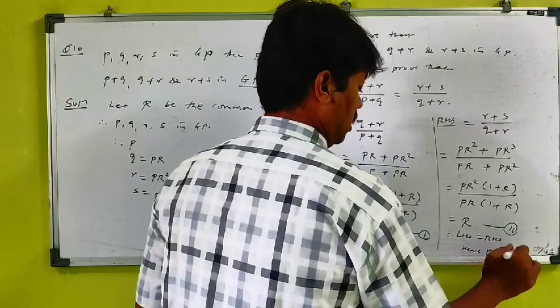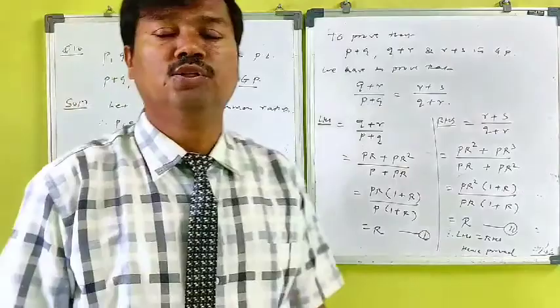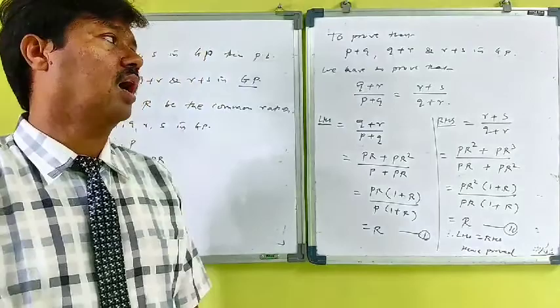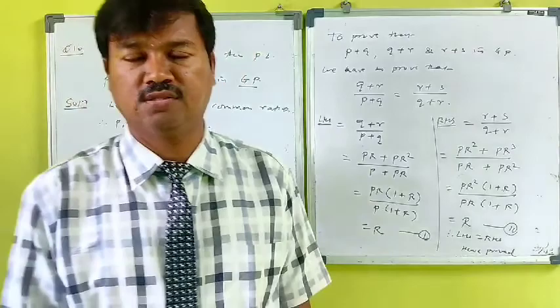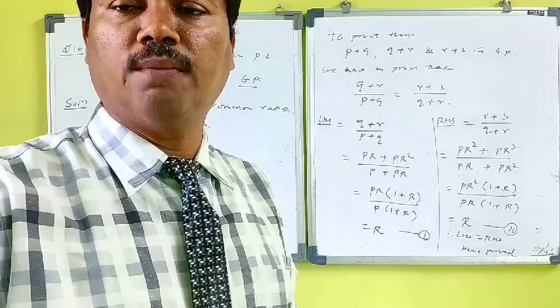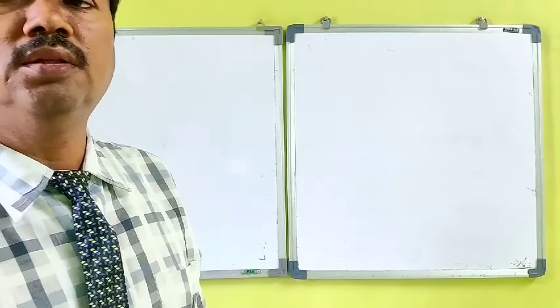Hence proved that P plus Q, Q plus R, R plus S are in geometric progression. So like this, that's a very simple definition. Whatever we discussed till now is based on the simple definition of geometric progressions. Now we will go to the sum of the geometric progression. Here we will solve questions based on the sum in the geometric progression.